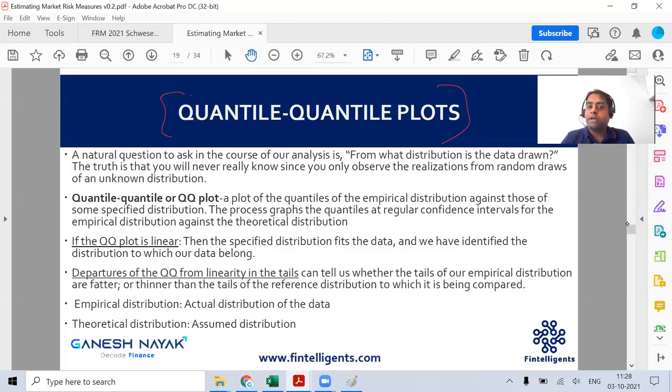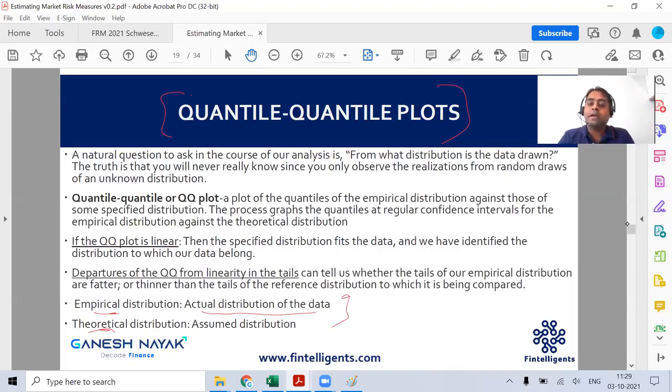Hence, before calculating VAR, we can use this quantile tool to help us understand whether my assumed distribution, which we can call the theoretical distribution, and my empirical data, the actual data, are actually matching or not. Because if it is matching, then we can assume that distribution and run the VAR calculation. But if there is a mismatch, it will lead to an incorrect VAR calculation. So these 2 points at the bottom you have to remember to easily understand the QQ plot.